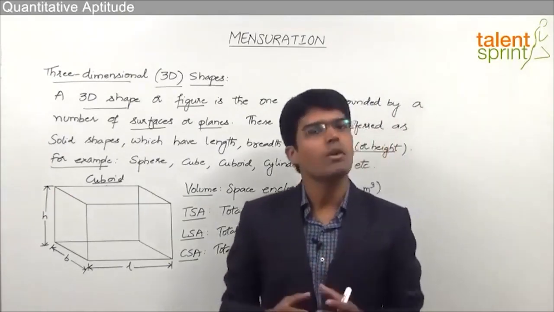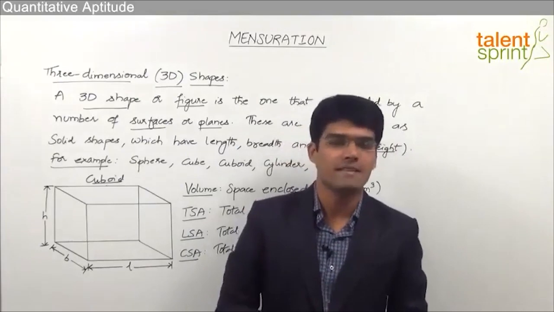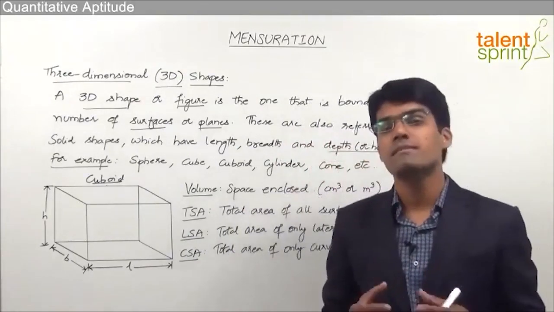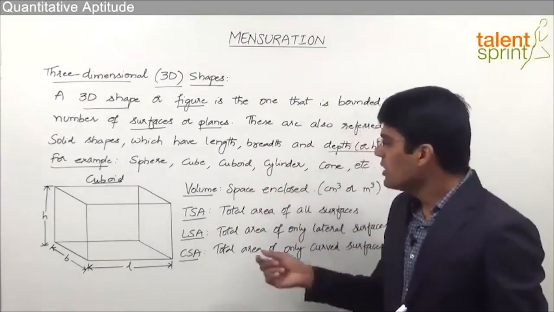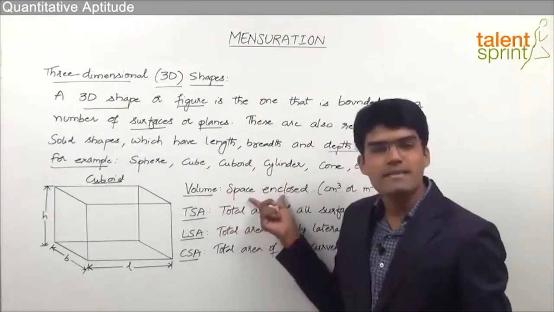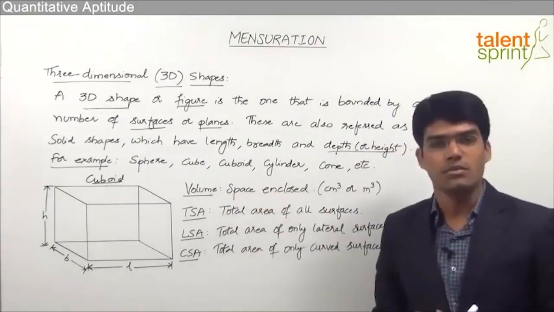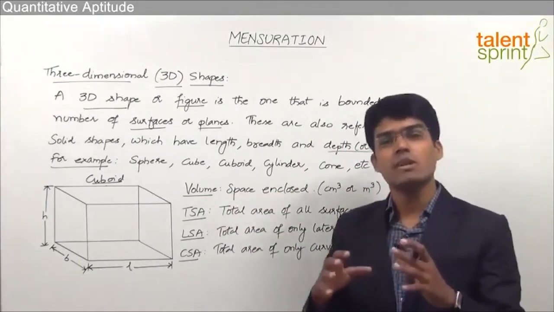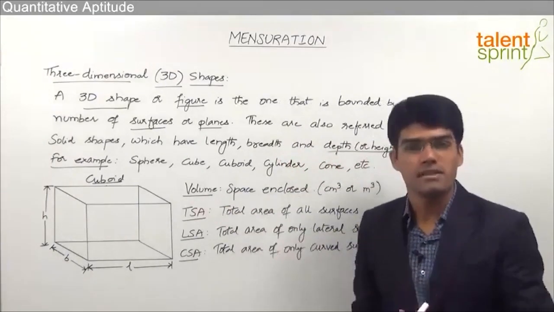Now when it comes to solids or 3-dimensional shapes, we generally measure volume and surface area. So let us understand what is meant by volume and surface area for 3D figures. Now volume, as given here, is nothing but the space enclosed. One simple way to understand what is volume is space enclosed. So volume is that quantity which talks about the space contained within the 3-dimensional shape.